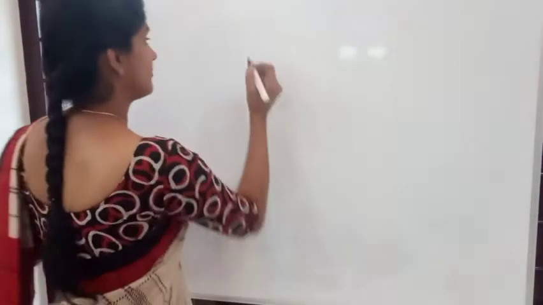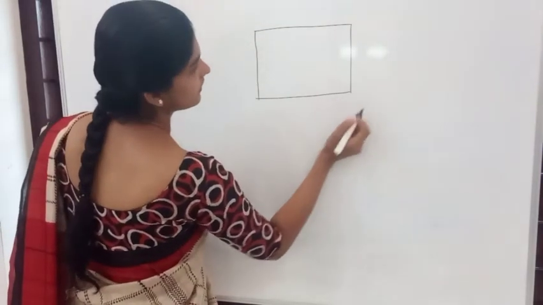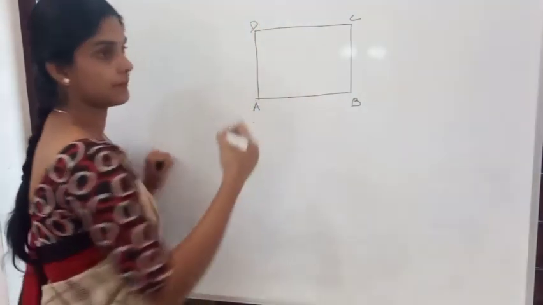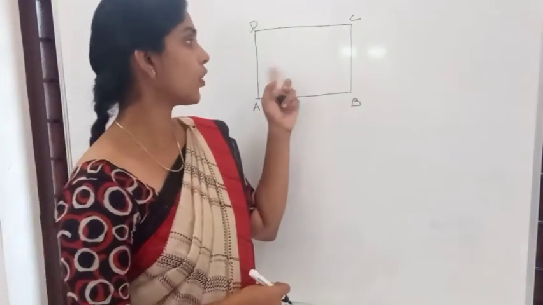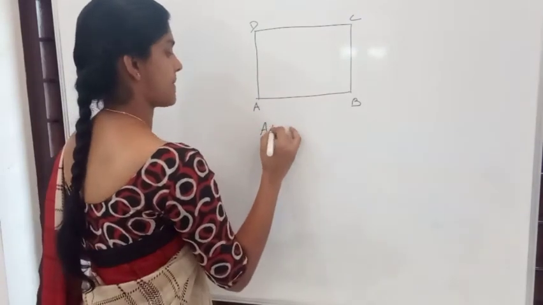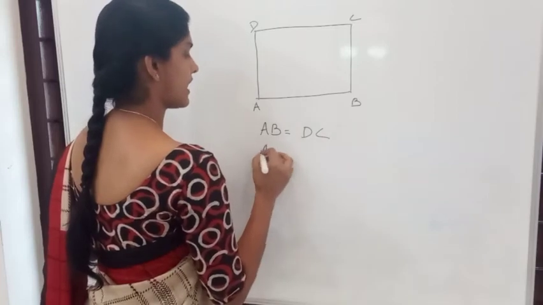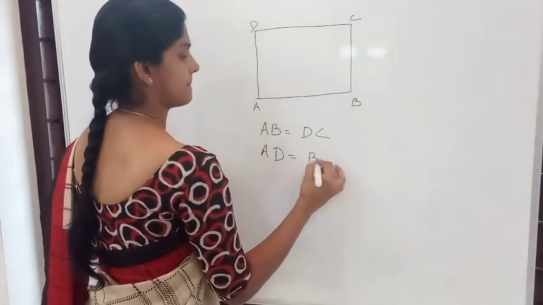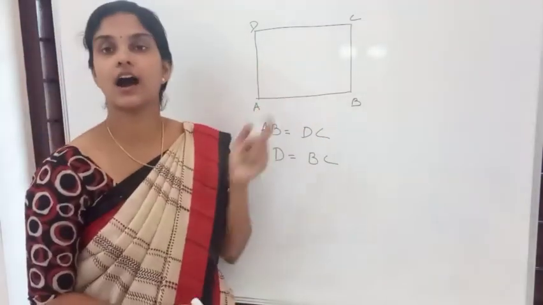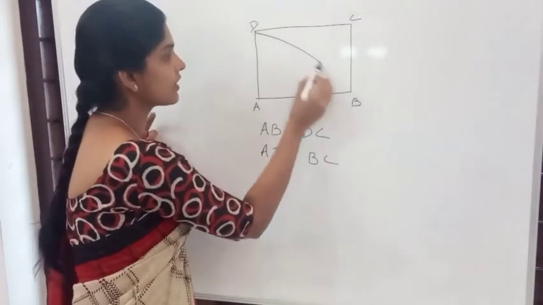Rectangle, if this is a rectangle A, B, C and D. The opposite sides of the rectangle are equal. So we can write AB equal to DC, AD equal to BC. Opposite sides are equal and opposite sides are parallel too. Okay? And then what about the diagonals?